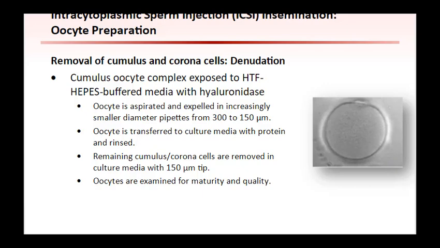Hyaluronidase is an enzyme that breaks down the bonds between cumulus and corona cells, making them easier to remove mechanically from the oocyte. Hyaluronidase is also found in the acrosome of sperm. Once the surrounding cells are removed, the oocytes are examined for maturity.